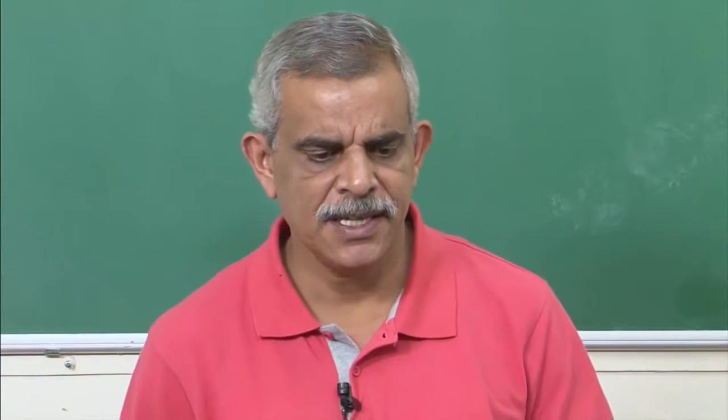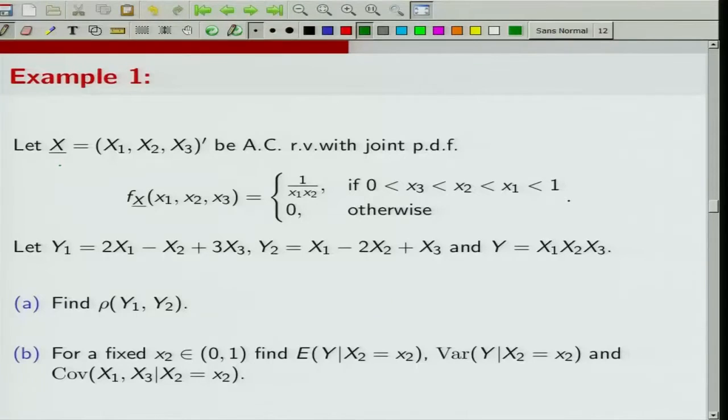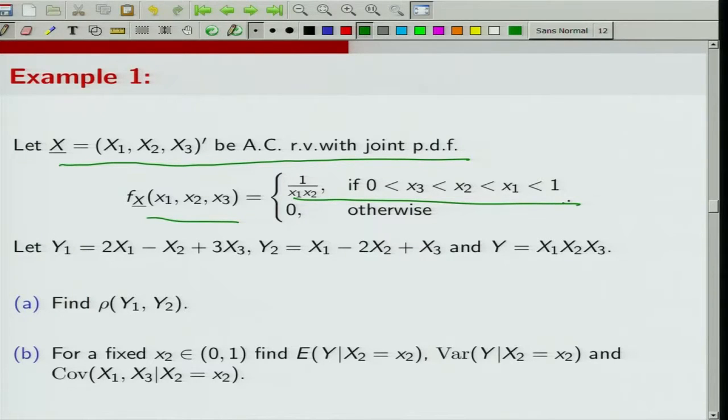Now, let us do this example. Let x1, x2, x3 be a trivariate random vector whose PDF is given by 1 upon x1 x2, if 0 less than x3 less than x2 less than x1 less than 1, and 0 otherwise. This PDF we have seen in one of the earlier modules. We found the marginals of x1, x2, x3, and we did so many things. We found the conditional PDFs of various variables and so on.